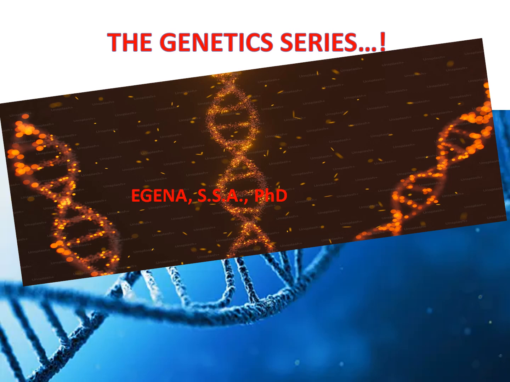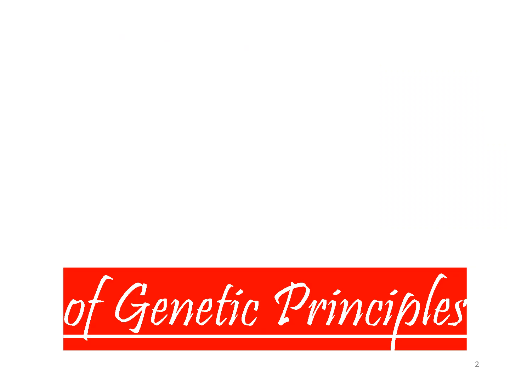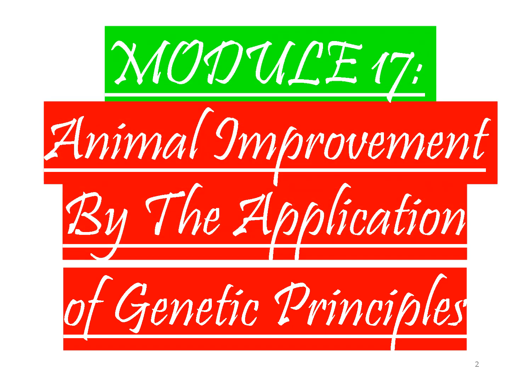We're going to continue in our series of studies as we look at ways of improving animals through the application of genetic principles. So today we're looking at Module 17, and the title is Animal Improvement and the Application of Genetic Principles.